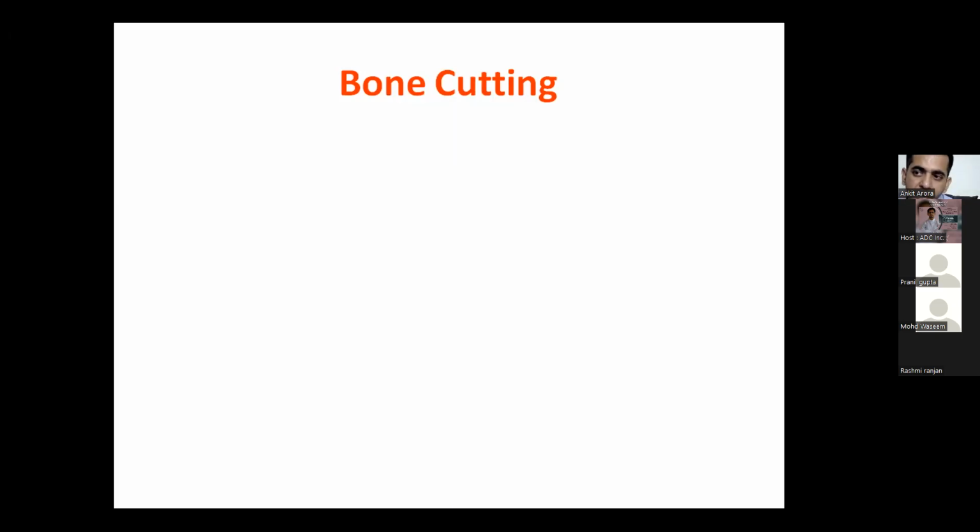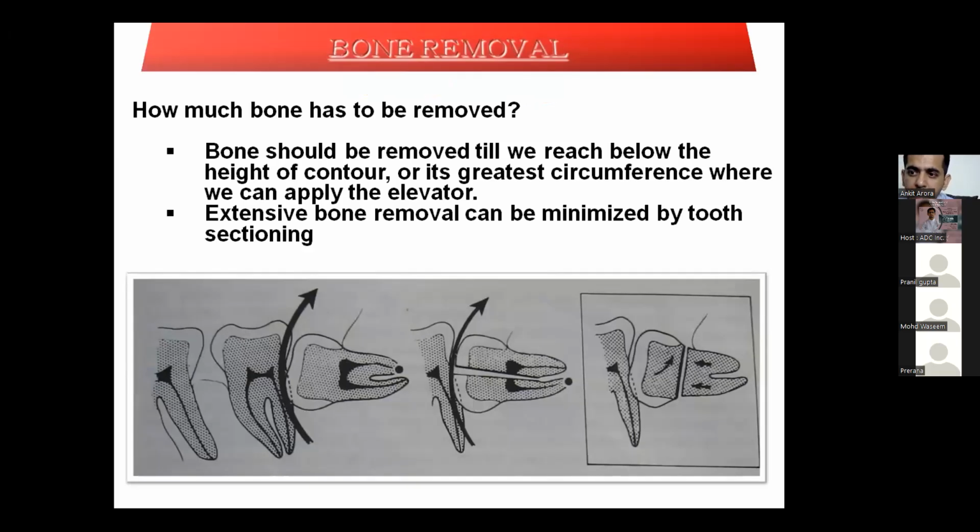Now, let us come to the bone cutting part. Before we start, we need to answer ourselves: is it really required? Why are we removing it? How are we going to do it? And how much do we need to remove? I would say the most practical answer is that bone should be removed till we reach below the height of the contour.